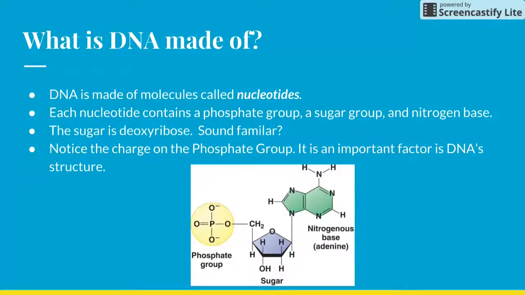What is DNA made of? DNA is made of molecules called nucleotides. Nucleotides are comprised of a phosphate group, a sugar group, and a nitrogen base. The sugar is called deoxyribose. This is where the name deoxyribonucleic acid comes from. Look at the image on the screen. Note that the phosphate group is negatively charged. This will be an important factor when we talk about DNA structure.